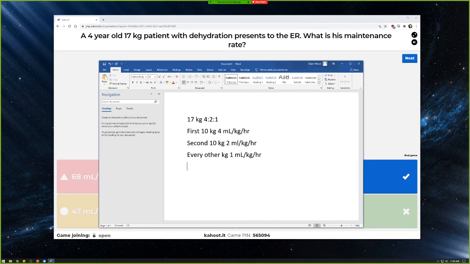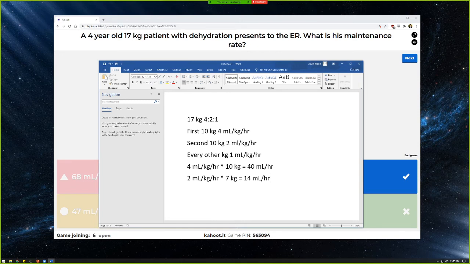So for that first 10 kilograms of that patient's weight, that 10 out of that 17 is going to be 4 mLs per kilogram per hour times 10 kilograms, right? So what does that equal? Pretty straightforward, 40 mLs per hour. Those kilograms will cancel out there. And then for the rest of his weight, because he's less than 20 kilograms, it's only going to be 2 mLs per kilogram per hour times 7 kilograms. So 7 times 2 is going to be 14 mLs per hour. So in that case, 54 mLs an hour would be the maintenance rate for that patient.